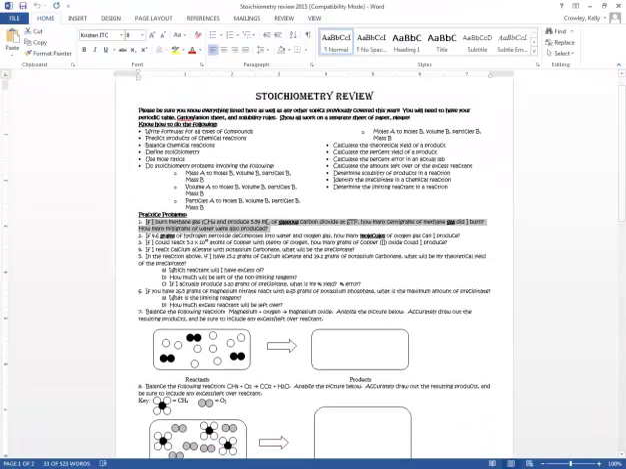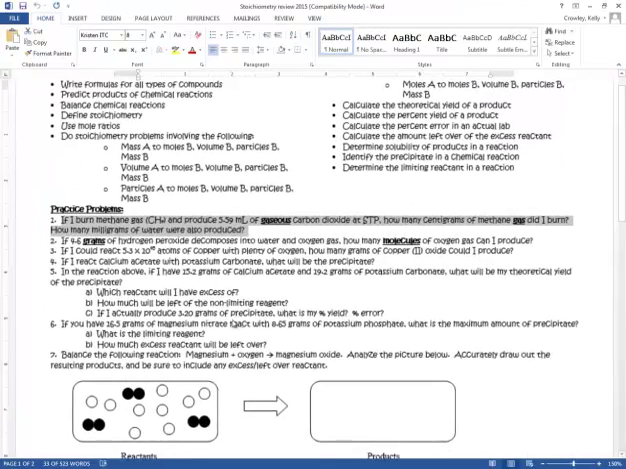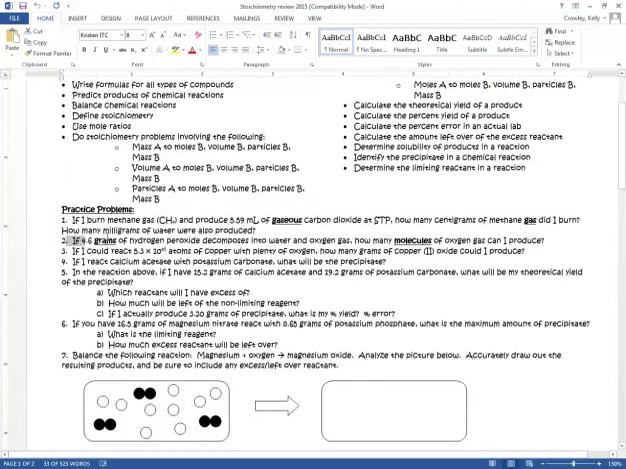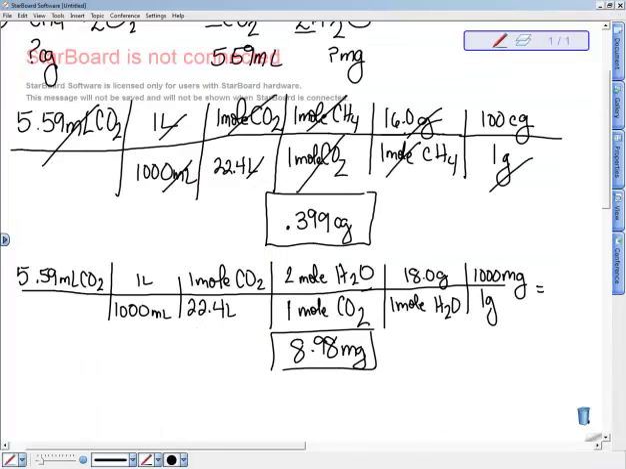Alright, let's go to question number 2. If 4.6 grams of hydrogen peroxide decomposes into water and oxygen gas, how many molecules of oxygen can I produce? First things first, let's figure out what the balanced reaction is. And by the way, this is one of your questions on the last test for types of reactions. So let's see if you guys did it right.